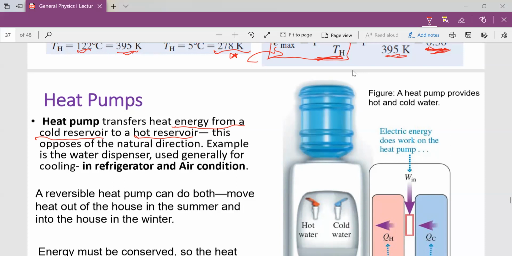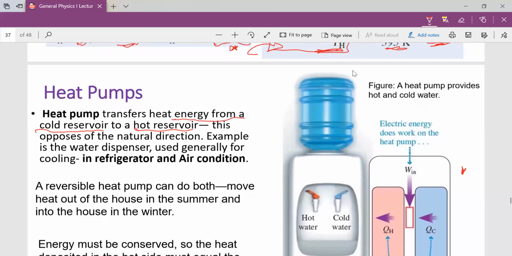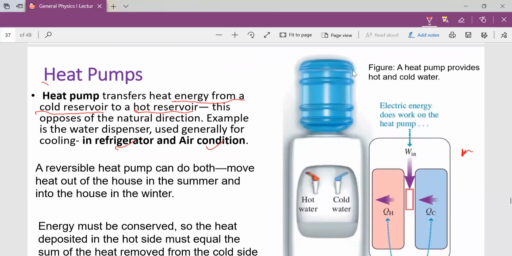So the heat pump can actually be adjusted or manipulated to do the taking off and putting in. And this is what we applied in many of our devices that are of help today. One of which is the water dispenser. We'll have the refrigerator, and we'll have the air conditioner. We'll have systems that you can actually control its temperature to go either the warm or cold way. Okay. So such systems are referred to as heat pump.